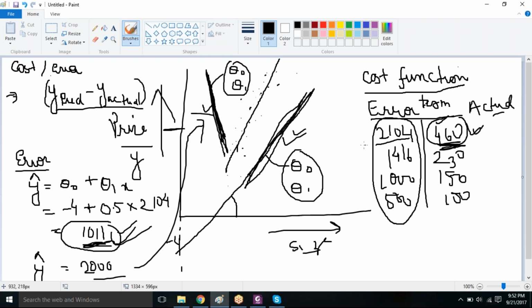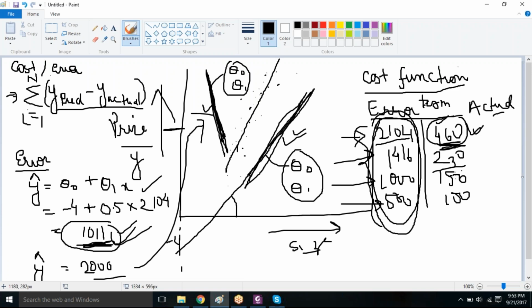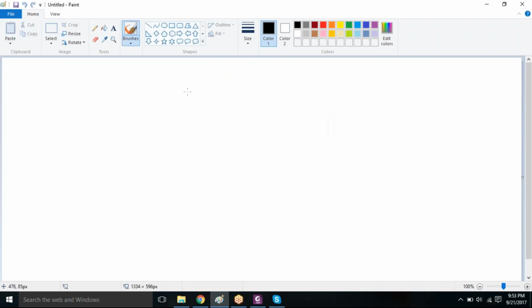Now, you have 4 such samples, or say you have 40 such historical data. So the same error you calculate for all the data points. This one, this one, this one, this one. Can you calculate? Yes. So you have to calculate for all and sum it up. For all the historical data, you will put in the equation, predict the value, and get the difference from the actual values. Predicted minus actual value, you will sum it for all. So this is basically an accumulated error.